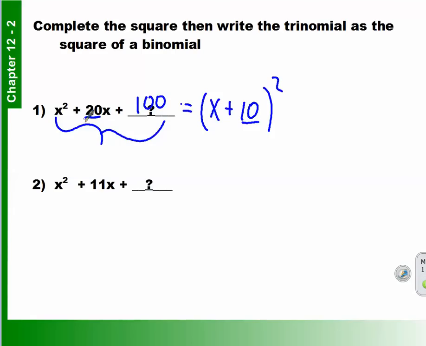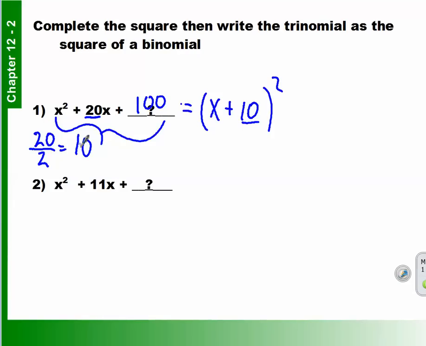If I take the coefficient for the linear term, which is 20, I'm going to divide it by 2. Because if I break something in half and then add the two halves together, I get that original number, right? So if I divide that by 2, this is going to be 10. And I think everyone here is going to agree that 10 plus 10 is 20.